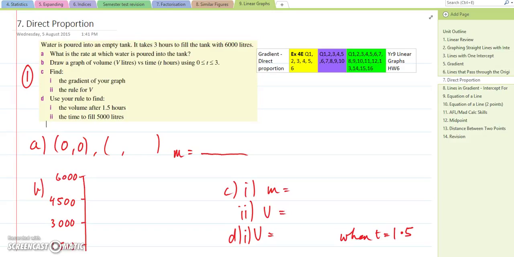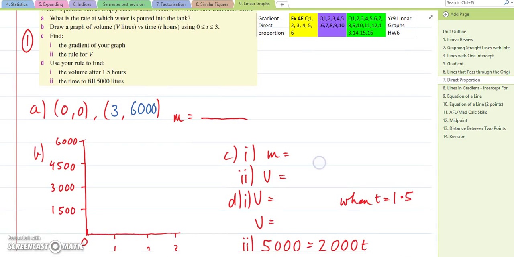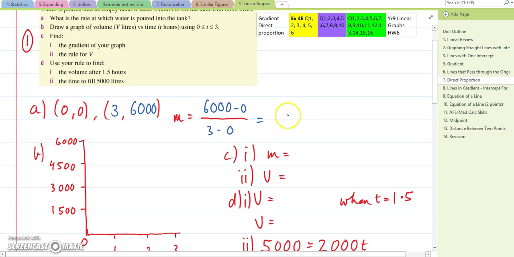So we know that we're going to start with 0 at 0 time. There will be 0 litres of water in this tank. And using our question here, we can say that after 3 hours, where t equals 3, we're going to have 6,000 litres in the tank. So what is the rate at which the water is poured into the tank? We can use our rise over run, which gives us 200. So our gradient is 200.